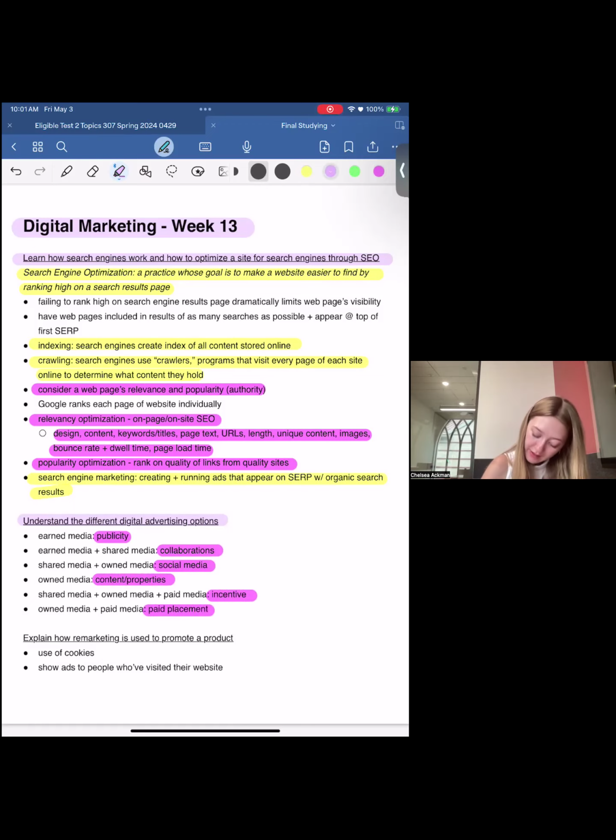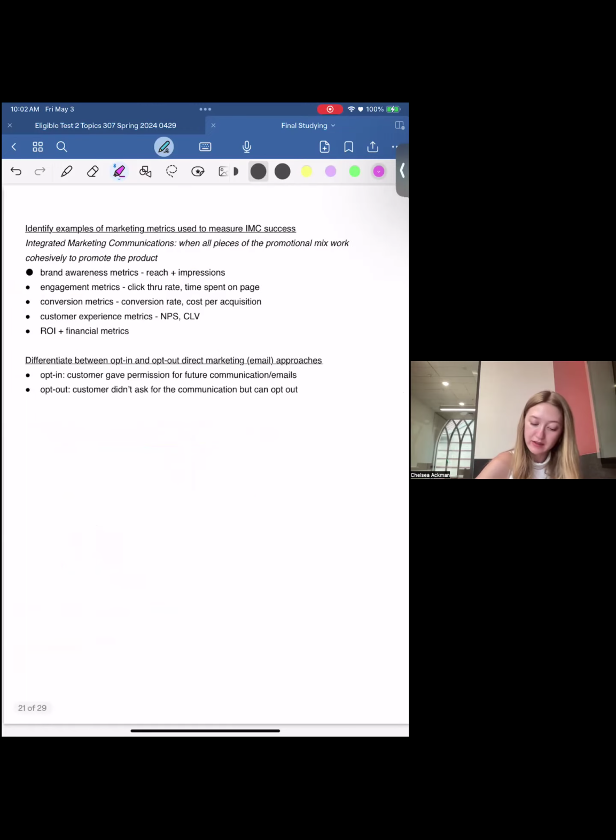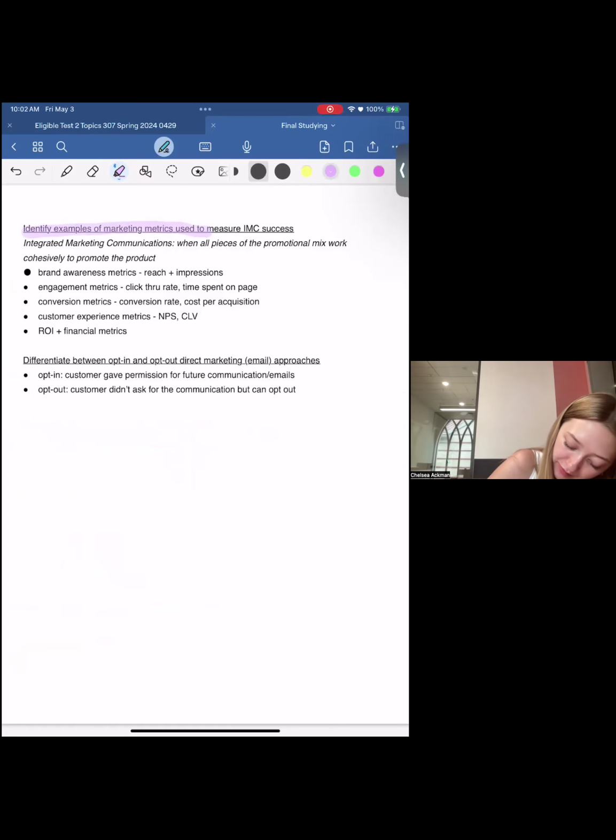Explain how remarketing is used to promote a product. Through the use of cookies, you can show ads to people who've already visited your website. Identify examples of marketing metrics used to measure IMC success. IMC is integrated marketing communications when all pieces of the promotional mix work cohesively to promote the product.